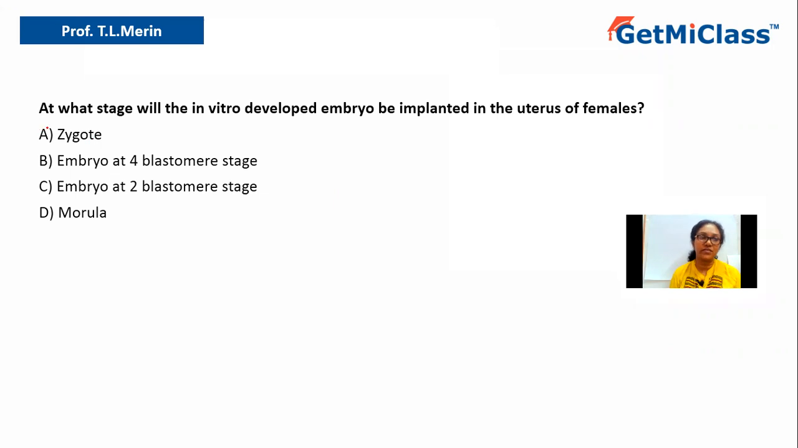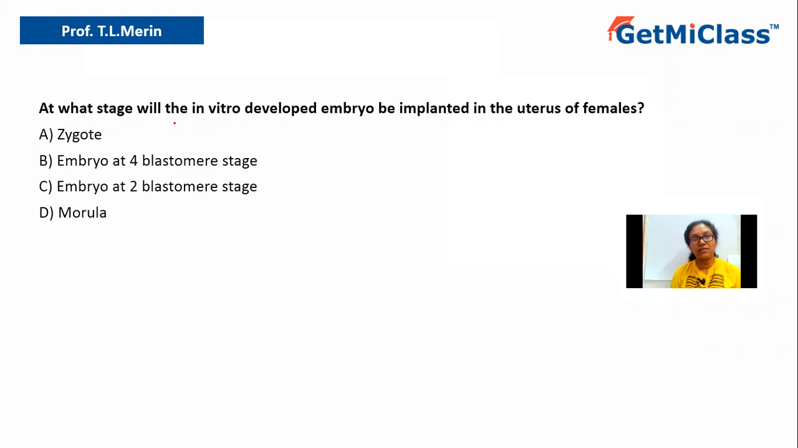Today we are going to solve this question. It says, at what stage will the in vitro developed embryo be implanted in the uterus of the female? Option A, zygote. Option B, embryo at 4 blastomere stage. Option C, embryo at 2 blastomere stage. Option D, morula stage. So let us understand the question.